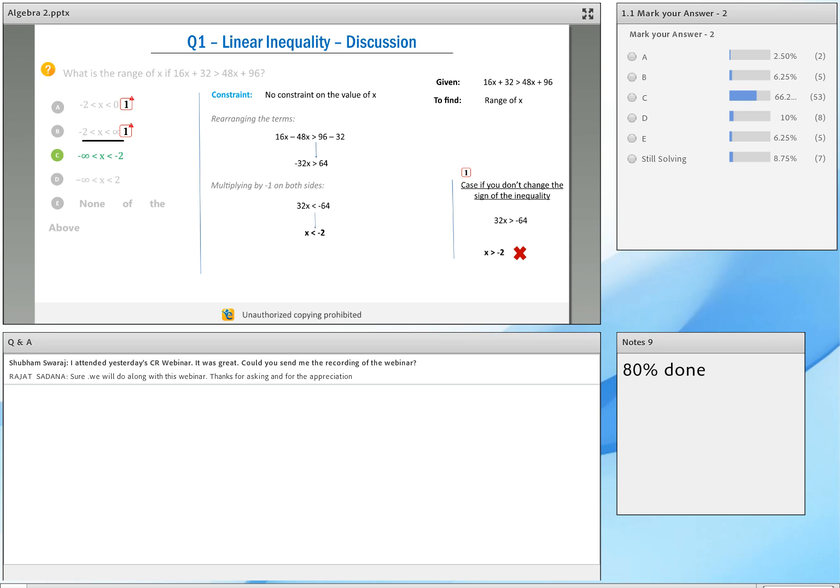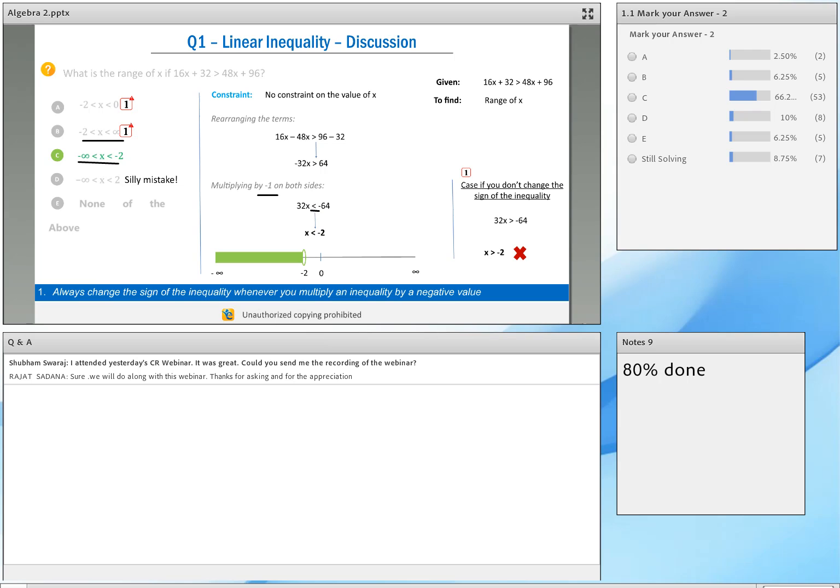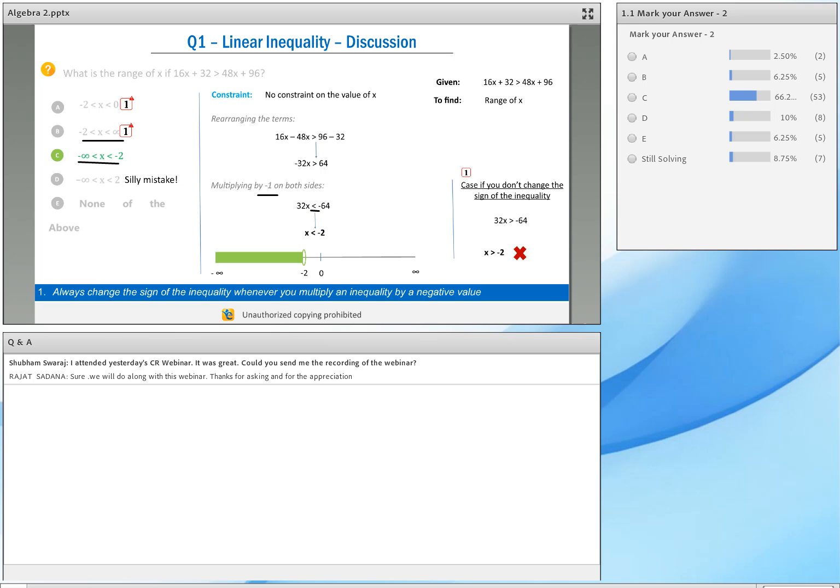But when you multiply by minus 1 on both sides, you actually have to change the sign of inequality, as you can see over here, and you get x less than minus 2. What does this mean? That x is between minus 2 and minus infinity, which leads to choice C. Again, what's the concept that's being tested? That when you multiply an inequality by a negative number, you reverse the sign of inequality.